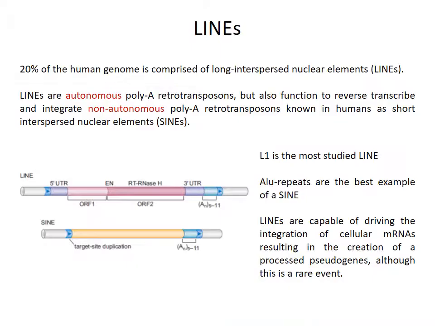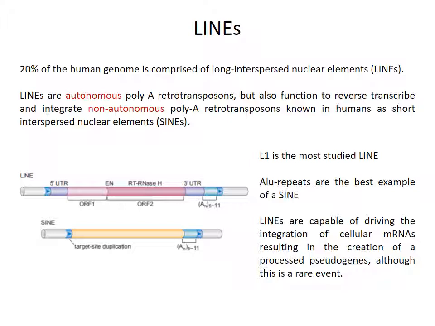So we know that nearly half of DNA is comprised of these junk elements, but 20%, a fifth of our genomes, is comprised just of these long interspersed nuclear elements, these LINEs. By far the most prevalent and well-studied LINE in humans is the L1 LINE. And L1 LINEs and LINEs in general are known as autonomous poly-A retrotransposons. So autonomous because they contain everything within themselves that's required in order to transpose their information elsewhere in the genome.